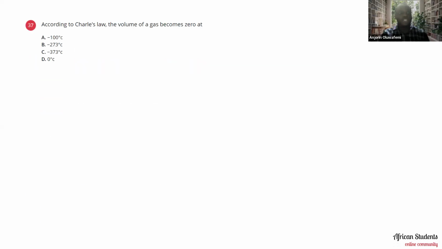So the next one says that according to Charles' law, the volume of a gas becomes 0 at A, minus 100 degrees Celsius, B, minus 273 degrees Celsius, C, minus 373 degrees Celsius, and D, 0 degrees Celsius. So when does the volume of gas become 0 according to Charles' law? The answer is minus 273 degrees Celsius. That's when you have the volume of the gas becoming 0.